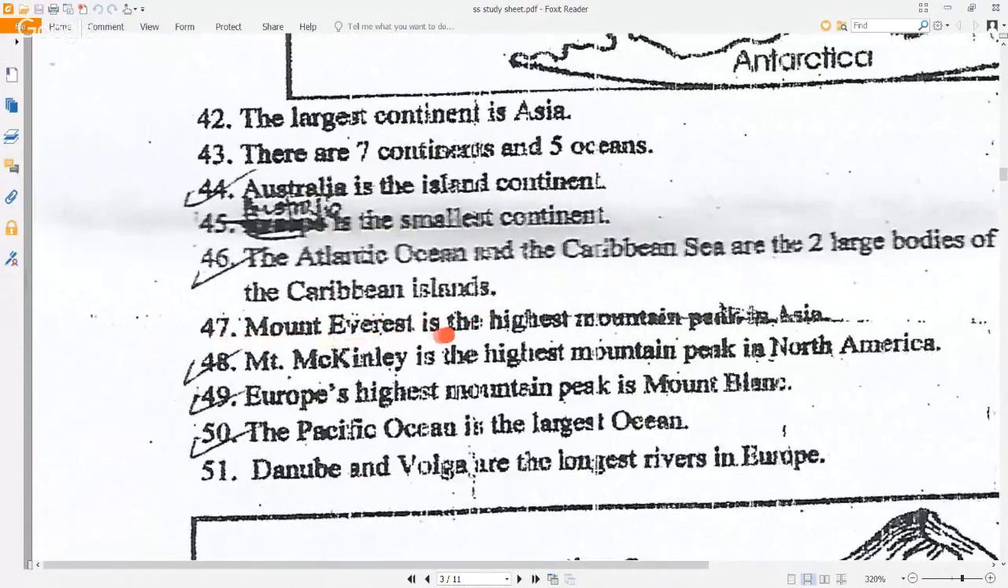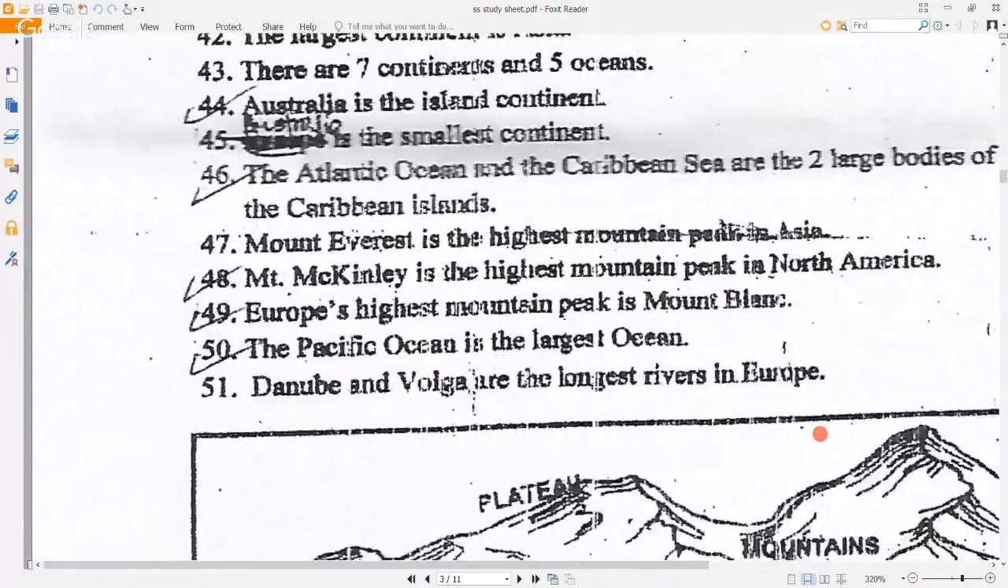Mount Everest is the highest mountain peak in Asia. Mount McKinley is the highest mountain peak in North America. Europe's highest mountain peak is Mont Blanc. Number 50, the Pacific Ocean is the largest ocean. The Danube and Volga are the longest rivers in Europe.